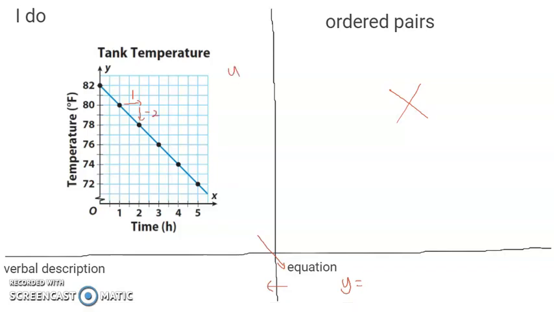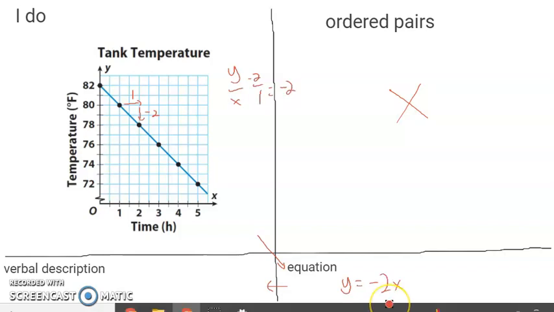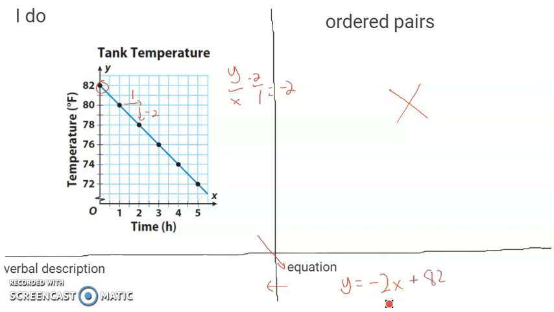And that gives me a y to x ratio of negative 2 to 1, which is negative 2, my slope. So y equals negative 2x plus 82. And the only difference now is my verbal description. Last time I wasn't talking about anything, so I just said starts at and changes by. Now I am talking about something.